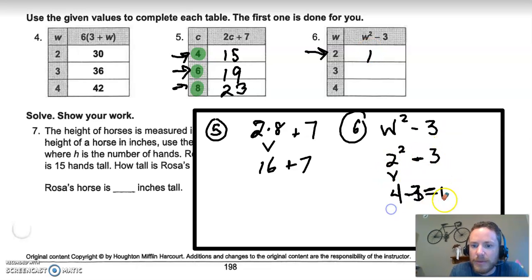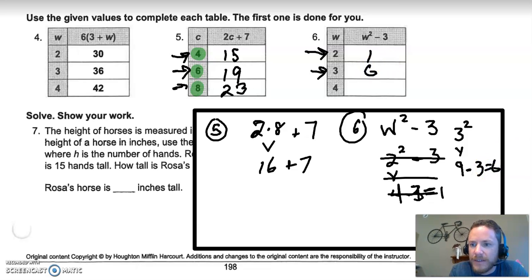And my second problem is, it's not erasing, so I just need to kind of cross it out. My second problem is going to be 3 squared. See that 3 right there? It's going to be 3 squared. So 3 squared is 9. And 9 minus 3 is 6. Let's see if I can get the eraser to work now. And I just can't. Oh well.